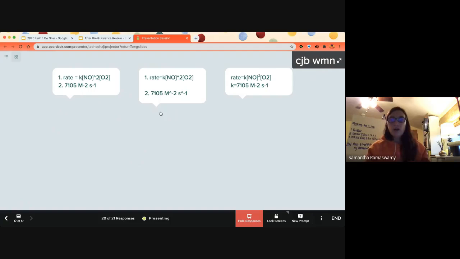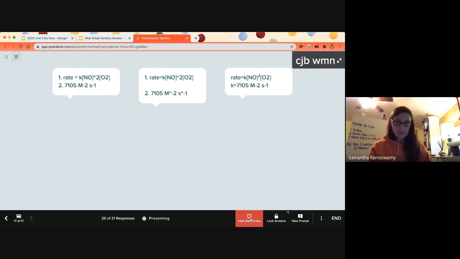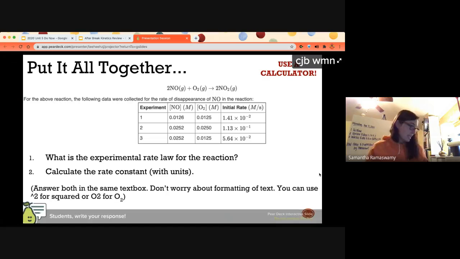So M to the minus 2, s to the minus 1, because this is third order overall. So since it's third order overall, you're going to have M to the minus 2, s to the minus 1, because you're going to have molar per second divided by molarity cubed when you're rearranging your equation. And so you're going to get 7105, or if you round to 3 sig figs, 7110, M to the minus 2, s to the minus 1. Right? And again, I can't remember what number it is, I think it's like 18 on Mastering. So very similar to Mastering as well.